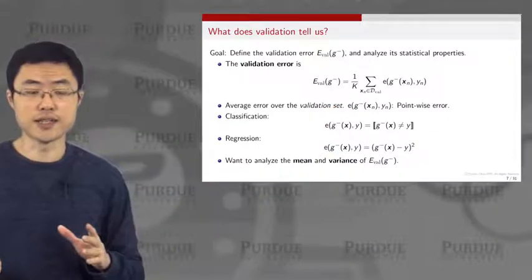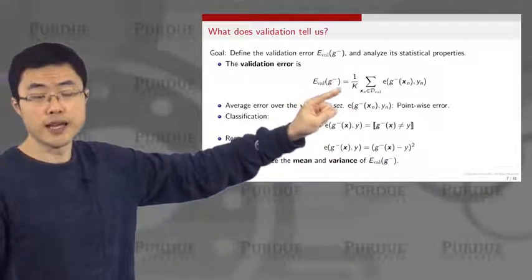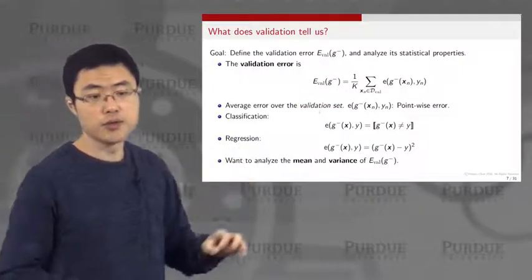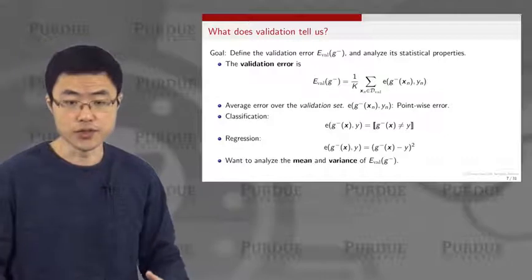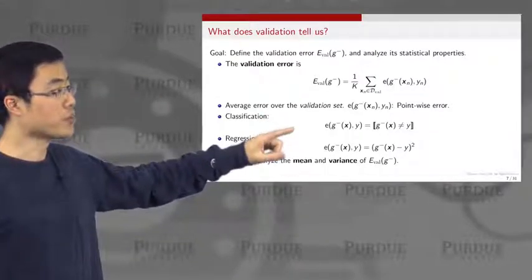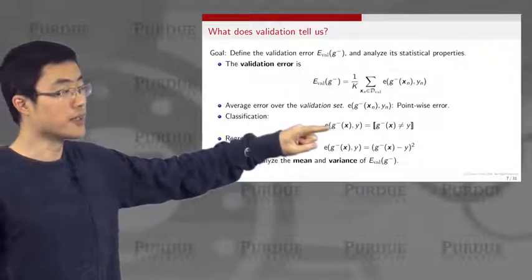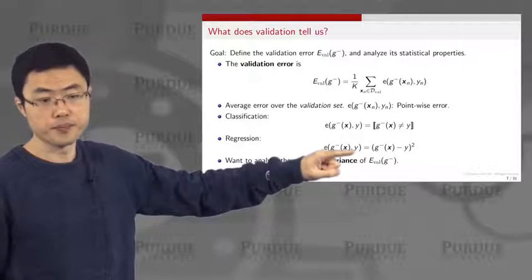This validation set contains k samples, and so you take the average, you multiply by 1 over k. And so this is the average error over all the validation points in the validation set, and it's a point-wise error. Now, if you do classification, then the error will be given by this indicator function. If you do regression, it will be a square term.